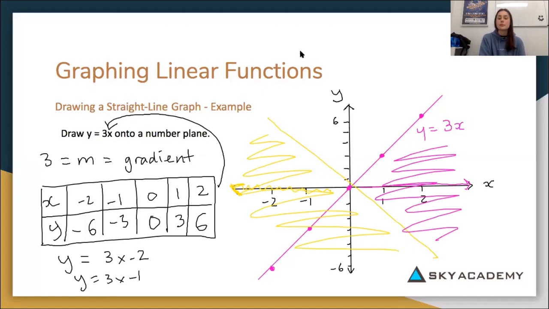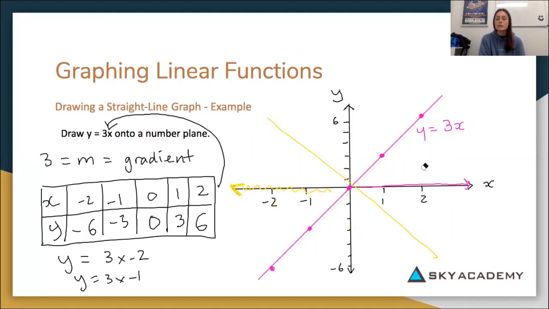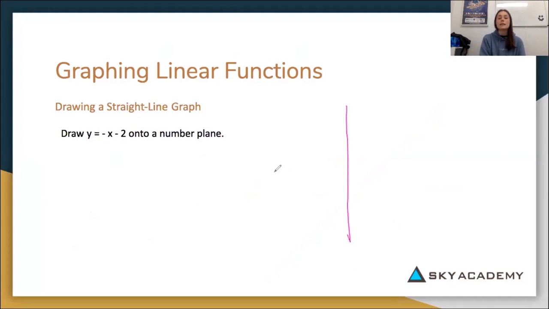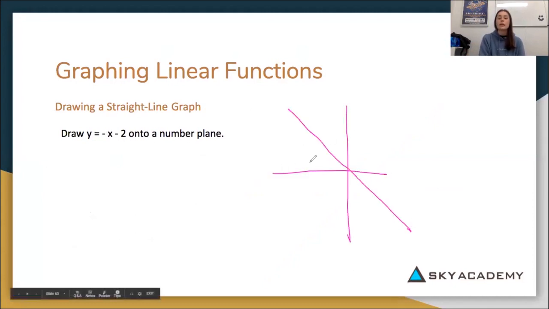An easy way to remember: if the line is facing this way, like the yellow one, then it's a negative line. And if it's facing the other way, like the pink one, then it's a positive line. So we just did a positive line because our x was positive. And now we're going to see a negative line because our x is going to be negative. So if we see here, our x is negative, which indicates that our line is going to be facing that way, in that direction, with negative values, because it is a negative line.